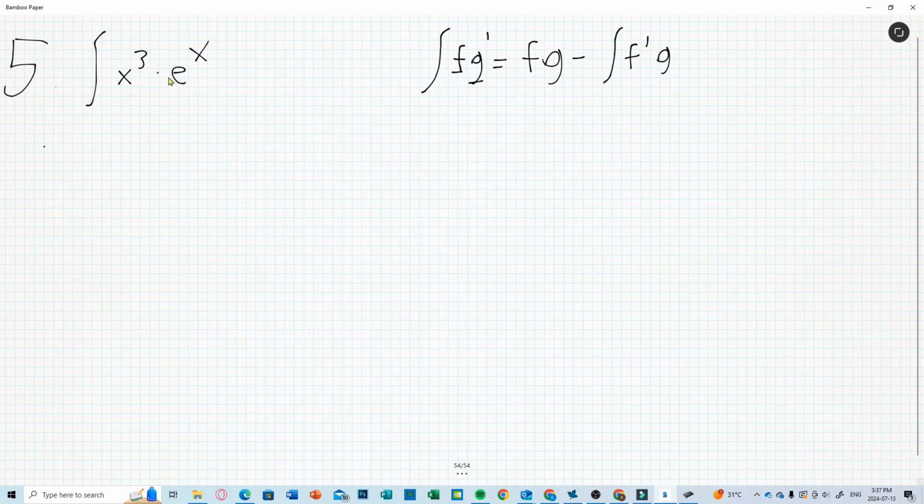So since we know that e to the x, the derivative and integral are both e to the x, we're going to call that our g. So it doesn't have to change.